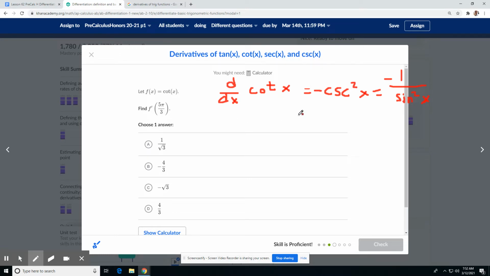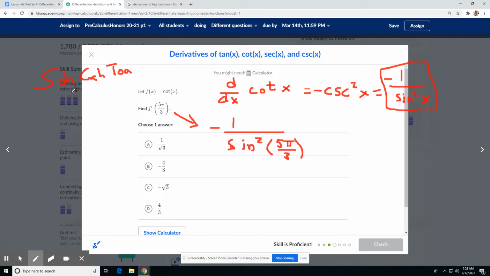Okay, so that means I've already done the derivative of cotangent, which is negative cosecant squared, and I'm plugging in 5 pi over 3. All right, so I'm just going to go ahead and jump right into the application one since that's the one I need. So this is equal to negative 1 over sine squared of 5 pi over 3. Okay, let's remember SOHCAHTOA. What's sine? If we get to a triangle, it's going to be the opposite over the hypotenuse. But let's see how this plays out.